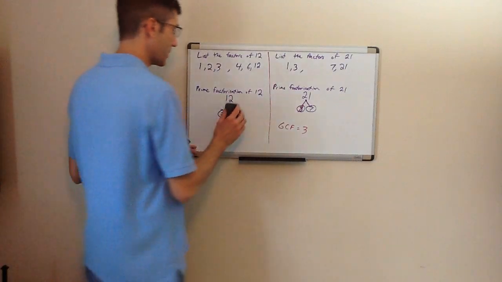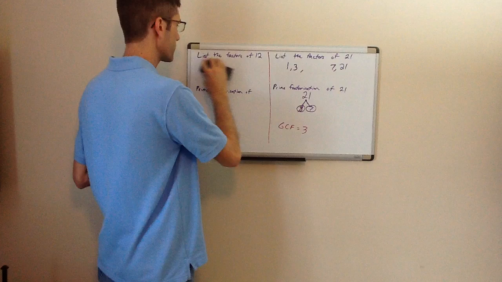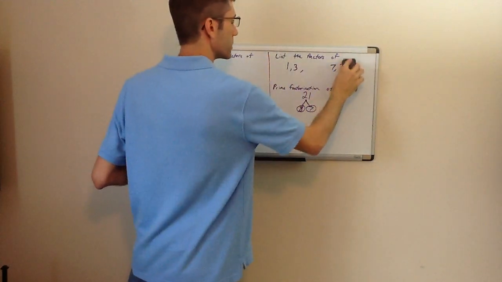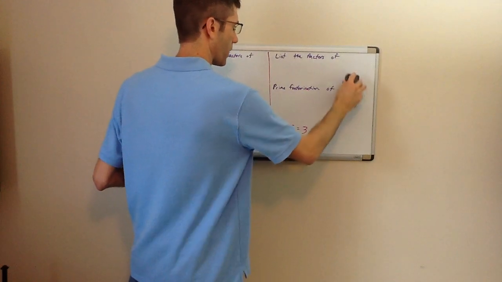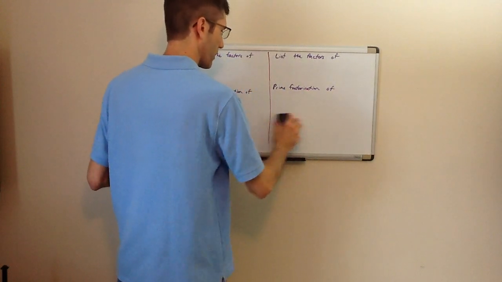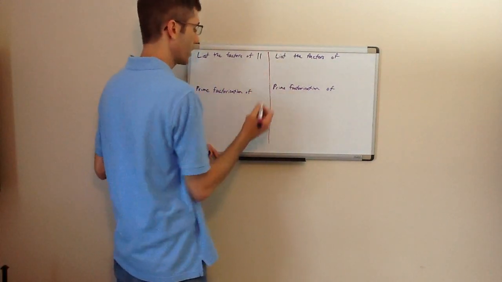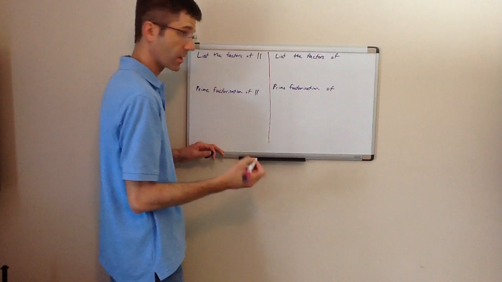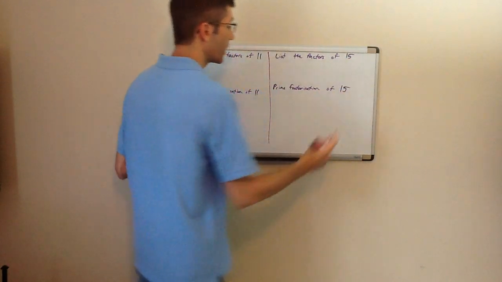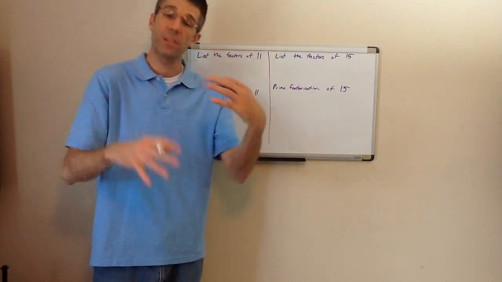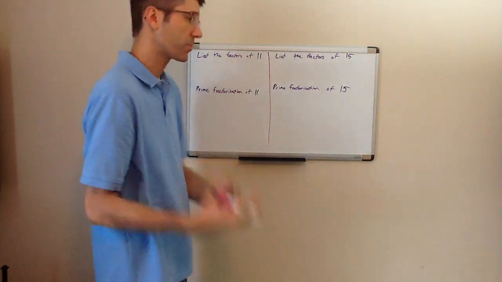So I'm going to erase this. Erase that. Let's erase that, and erase that. Okay, 11 and 15. So we're going to list all the factors of 11 and write the prime factorization of 11. List the factors of 15, write the prime factorization of 15. Again, you don't have to do it both ways, but I'm demonstrating both ways so we can understand the process, understand the concepts behind it too.